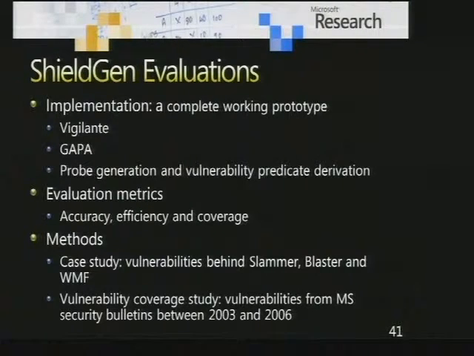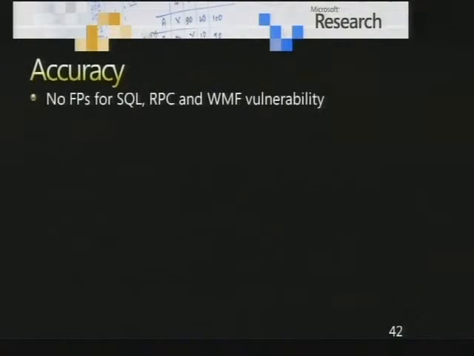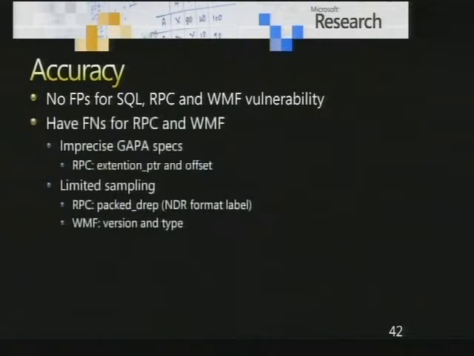First, we do a case study. We analyze vulnerabilities behind the Slammer, Blaster, and WMF attacks. And secondly, we did a vulnerability coverage study to see how many vulnerabilities can be analyzed, or for how many ShieldGen can derive the vulnerability signature. So for accuracy, as I said, we didn't observe any false positives for the three vulnerabilities. However, we have false negatives.